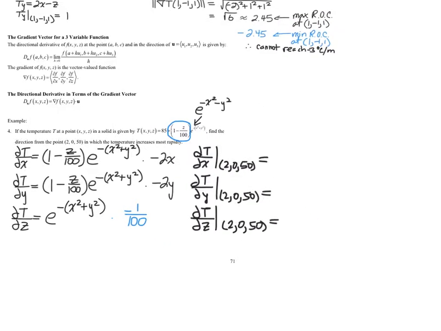So for the first two situations, we're looking at 1 minus 50 over 100. So 1 minus a half is a half. E to the -4th. And that's true for both partial with respect to x and partial with respect to y. Times negative 4. I'm getting there.